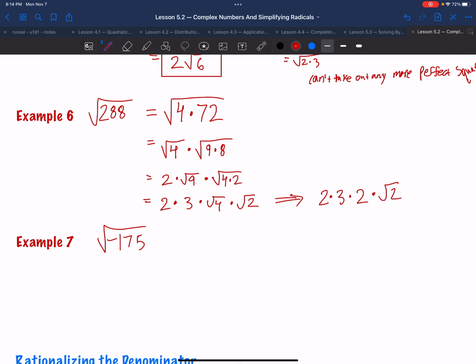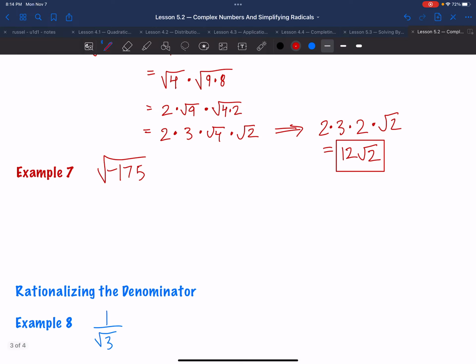So let's multiply that all together. 2 times 3 is 6 times 2 is 12. Equals 12 root 2. Done. There it is. Perfect. And I found it. And that is simplifying a radical. If you need help with this, please come see me. This is an Algebra 1 topic, so you need to know it. Okay? All right, let's move on.